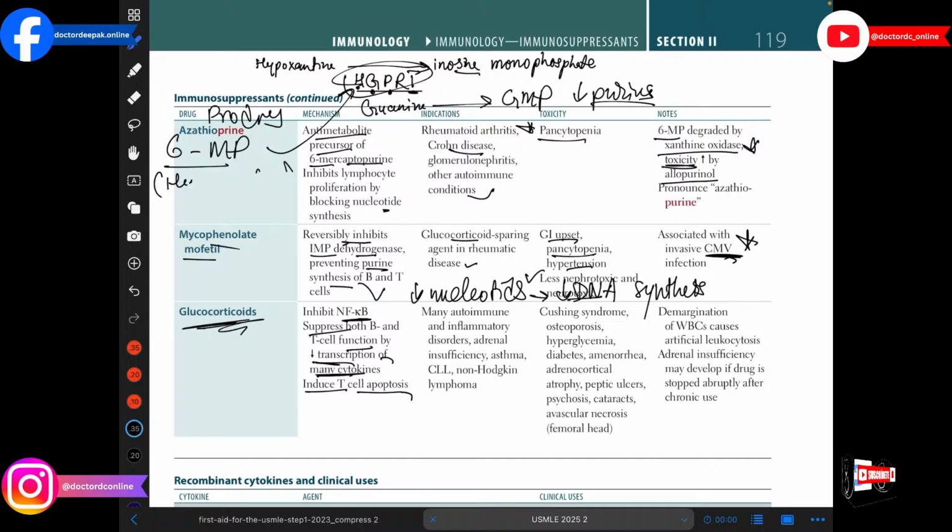When it inhibits the NF-κB, it is going to decrease the expression of macrophages. The macrophages will not be activated due to decreased transcription of many cytokines. It decreases the production of pro-inflammatory mediators.